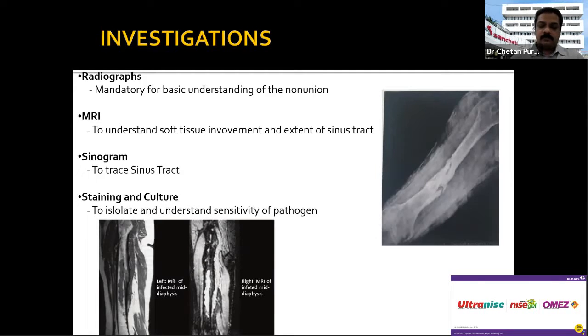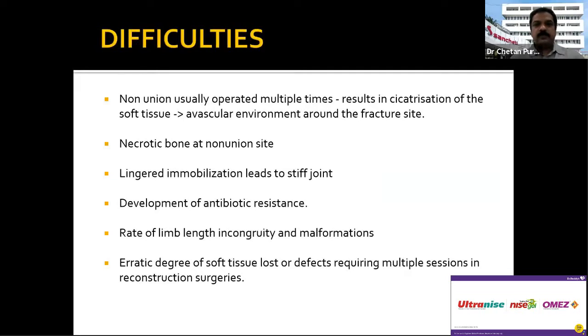And superficial wound cultures have a very limited role in the management of infected non-unions. So the various difficulties associated with management of infected non-unions are that these patients are usually multiply operated. So the soft tissue cover is suboptimal and the vascularity of the bone is also reduced due to either multiple surgeries or the presence of infection. There can be necrotic bone at the non-union site.